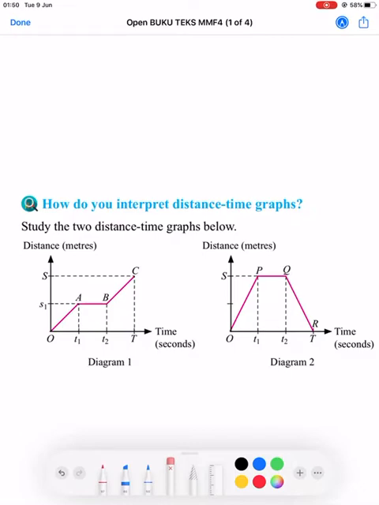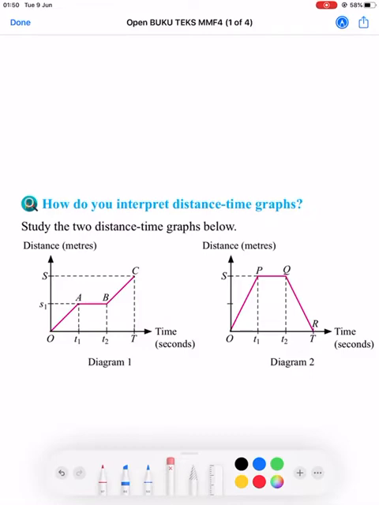Okay, so here we have two diagrams, diagram 1 and diagram 2. For diagram 1, we can see that the line is going up, and for diagram 2, the line at first goes up, then goes flat, and then goes down. From these two graphs, we can see that it has several gradients. Gradient is the vertical distance over horizontal distance.